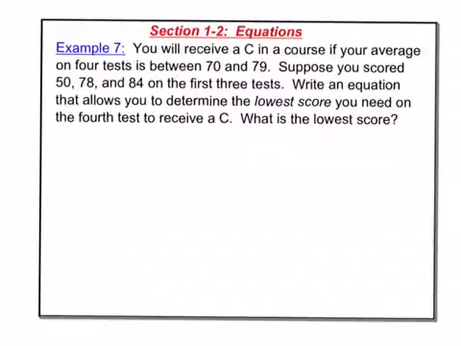Example 7, let's take a look. It says you will receive a C in a course if your average on 4 tests is between a 70 and a 79. Suppose you scored a 50, 78, and 84 on the first 3 tests. Write an equation that allows you to determine the lowest score you need on the 4th test to receive a C. What is the lowest score? All right, I want you to go ahead and pause this and try to come up with the equation on your own, then check it with mine, and then we can solve together.